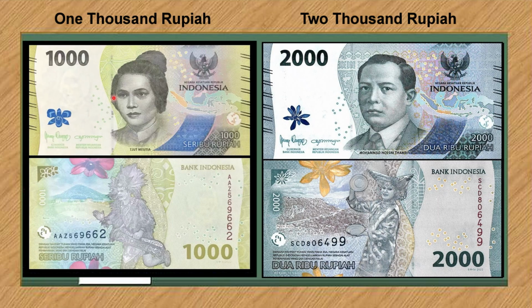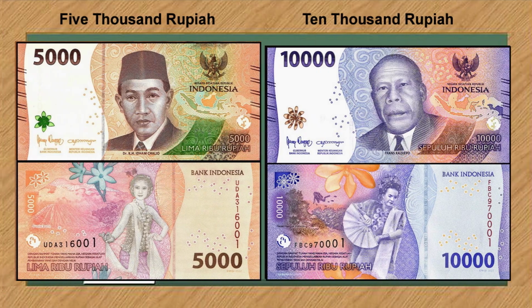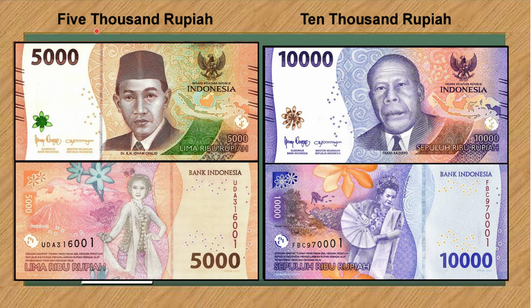Now, these are the bills. We have 1000 rupiah. We have 2000 rupiah. This is the 5000 rupiah. And this is the 10,000 rupiah.